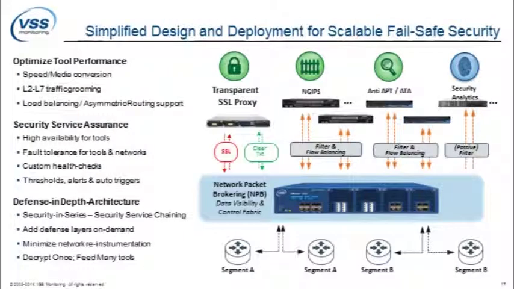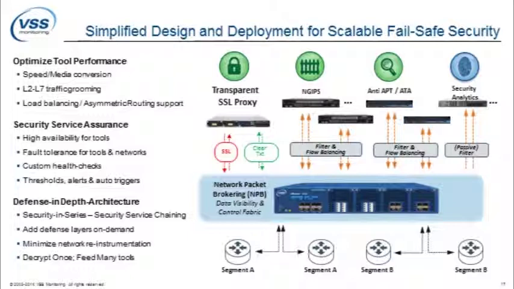If you look at the inline deployment, and to summarize this at a high level, when it comes to security and architecting the defense in depth, what we provide is a level of optimization for the tools. Whether it's the speed and medium we talked about, the layer 2, layer 7 traffic filtering and optimization of the packets and the traffic itself, load balancing and supporting asymmetric routes, particularly important when it comes to inline deployments.